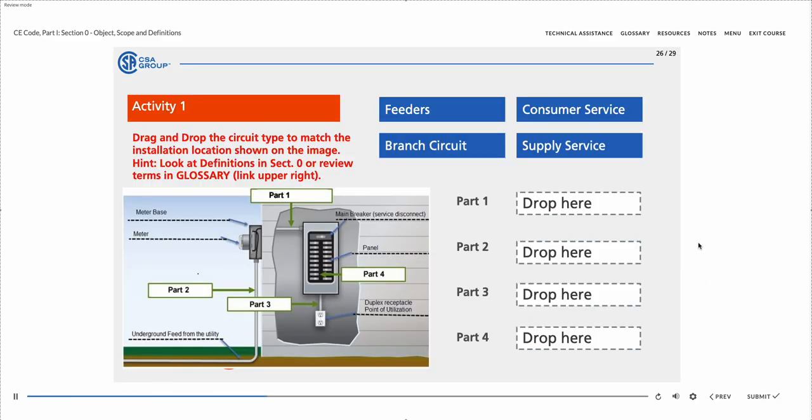Time for an activity. Choose your response and then select Submit.